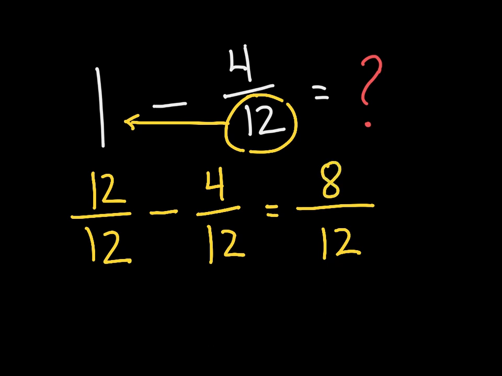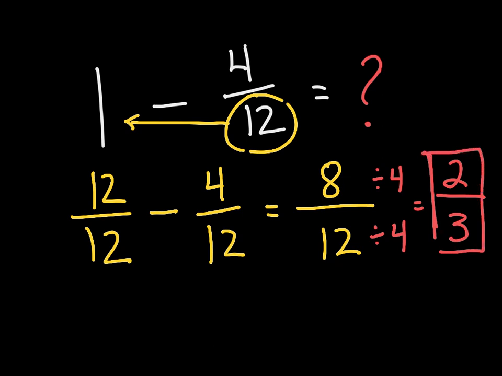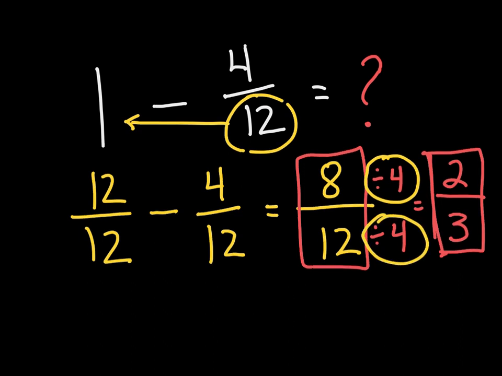But what factor do 8 and 12 have in common? The highest we can go that they both share would be a 4. We can divide the top and the bottom by 4, and we get 2 in the numerator and 3 in the denominator to get 2/3. 2/3 and 8/12 are equivalent fractions. And we're simplifying by using the highest factor that 8 and 12 have in common.